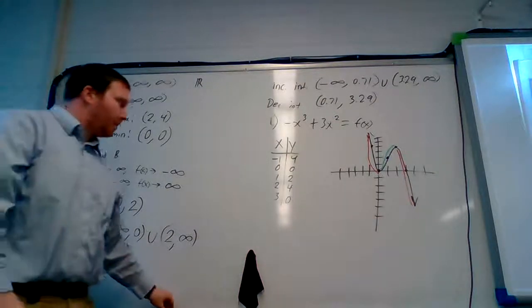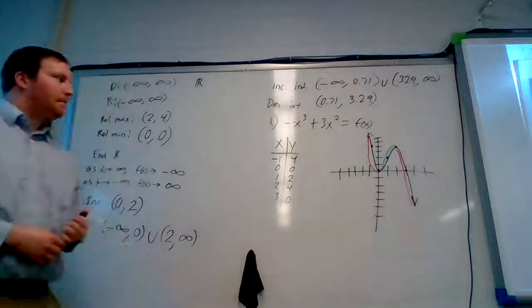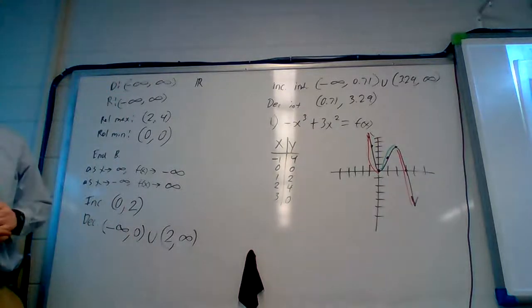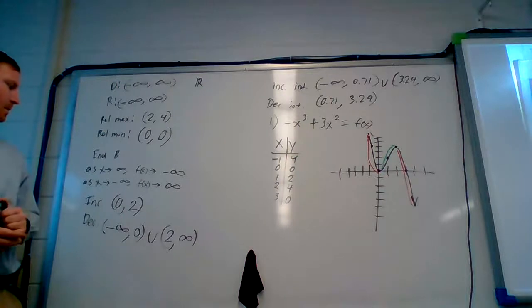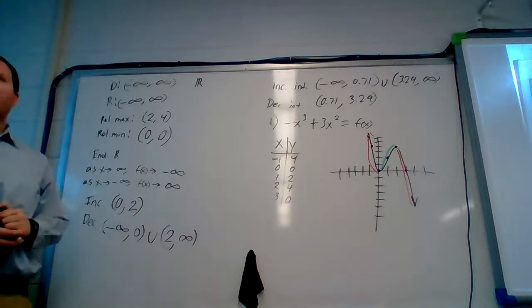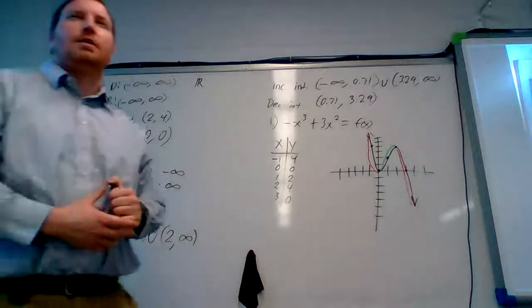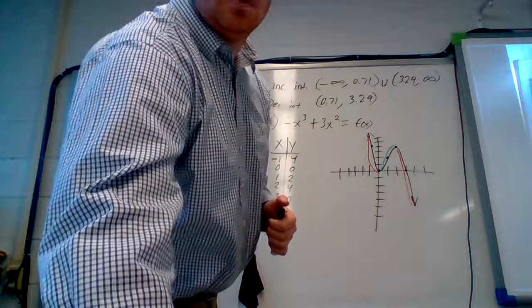Which one goes on the bottom, the increasing interval and decreasing interval? Is it the top one or the bottom one? For what? Right here. The increasing, decreasing? Is that one right there?